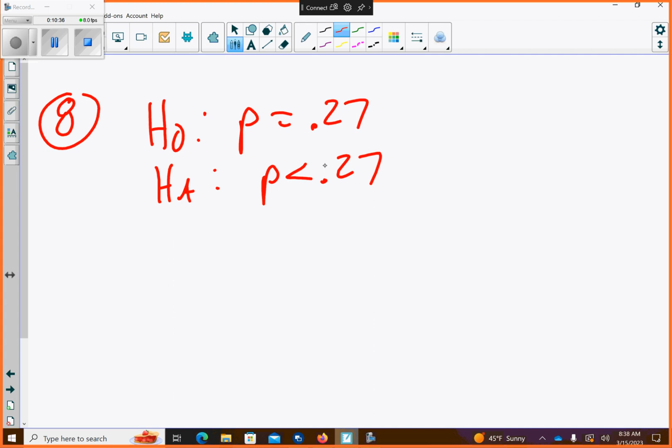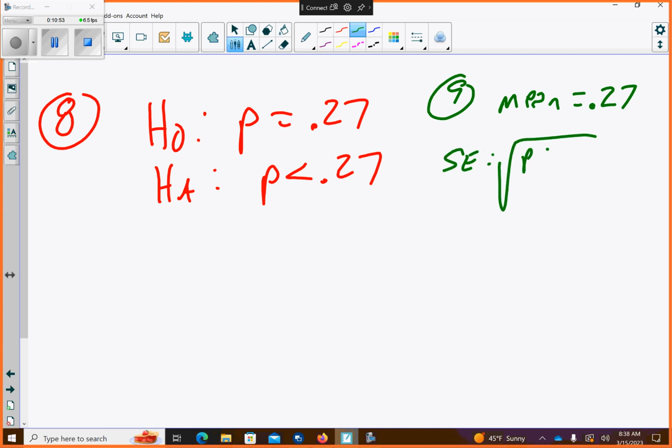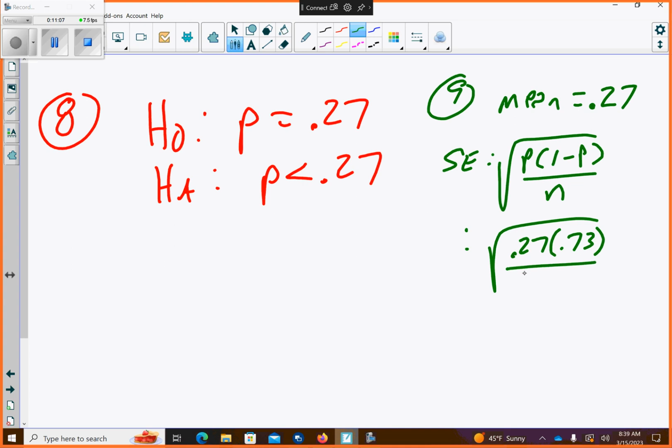All right. So calculate the mean and standard deviation. The mean is 0.27. And then our standard error in this case is going to be the square root of the probability over the sample size. So you plug in 0.27 times 1 minus 0.27, which is 0.73, divided by the 1,000 people. If we do this math, we come out to a standard error of 0.014.